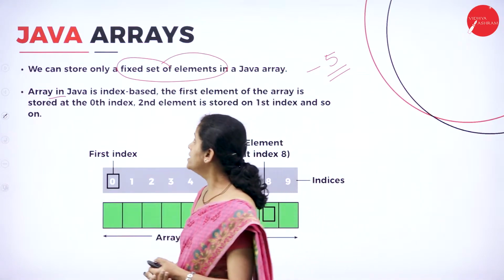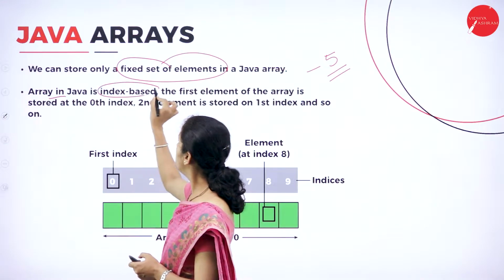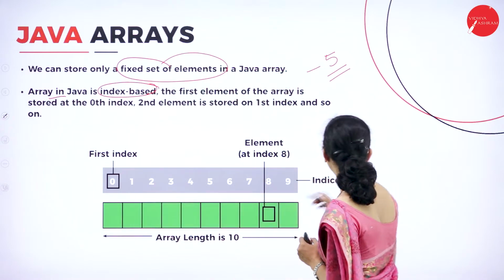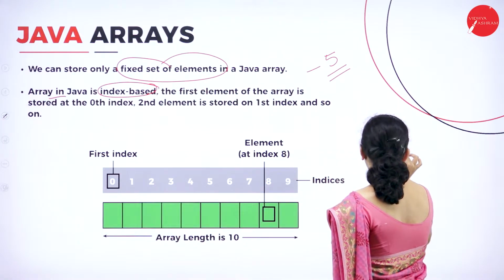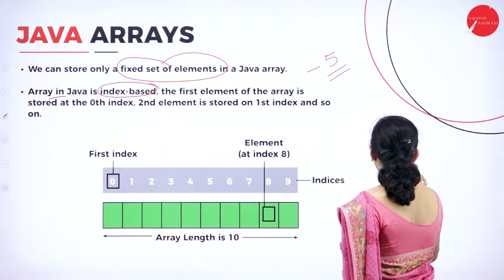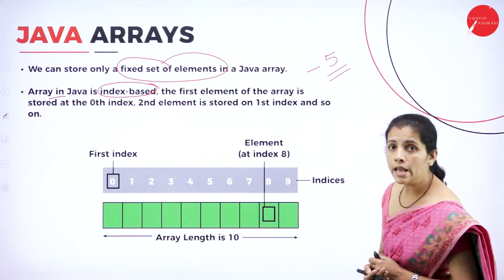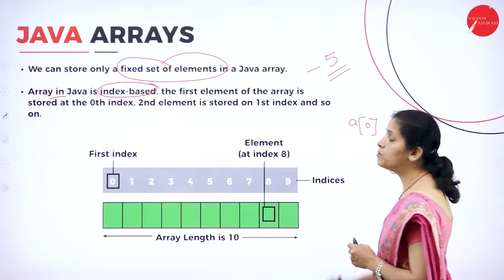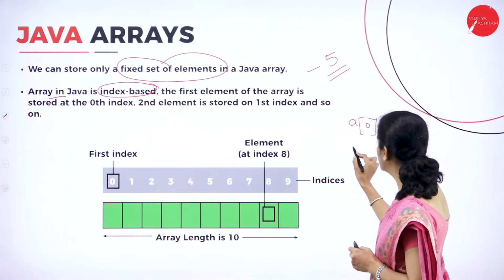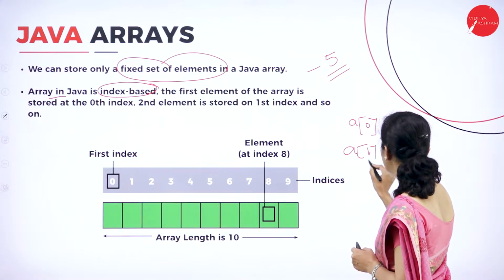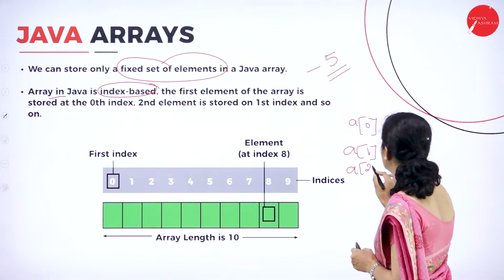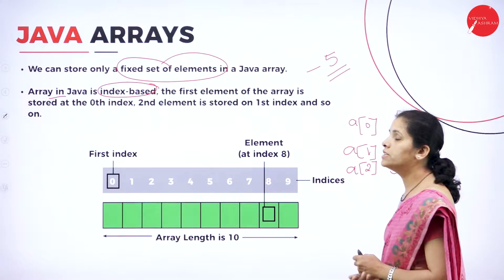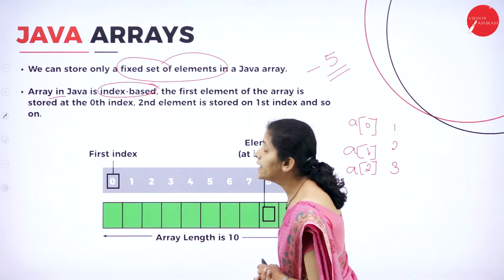So, an array in Java is index based. So, what is index based? Before that, let me consider three elements, that is 1, 2 and 3. And my array name here is A. And my array index starts from the 0th position, the next index is 1 and the next index is 2. Now, this kind of representation is itself called index based.